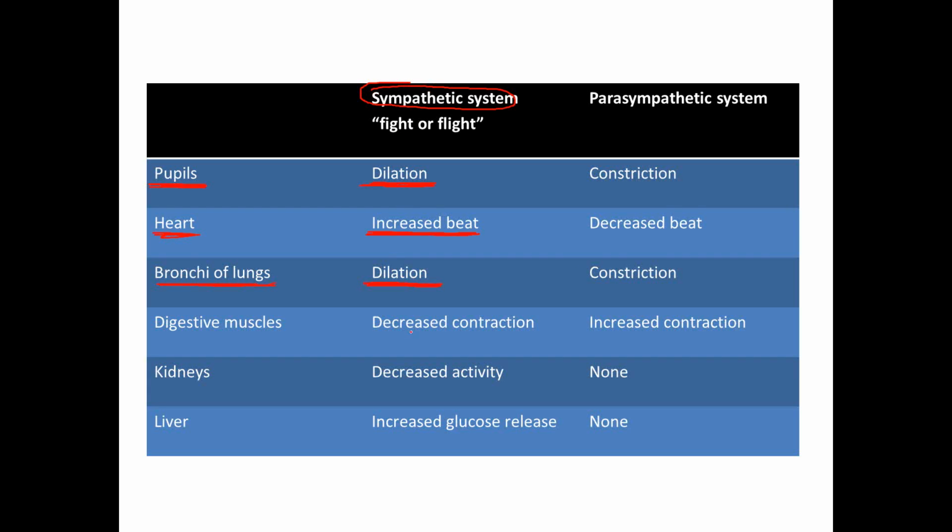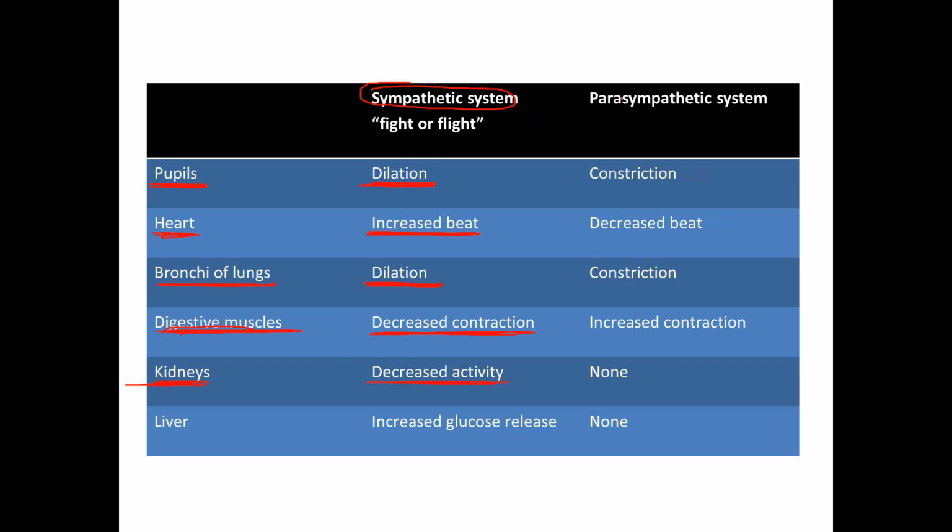And if we go down here, you'll see what happens to things like the digestive muscles when we need to run away or fight: they decrease contraction, because there's no point in digesting your food if you're being chased by a monster. So it does things that prepare the body for action, or actions that are sympathetic to the body, and that's why we call it the sympathetic system. The actions that it does are sympathetic to the body, helping the body out.